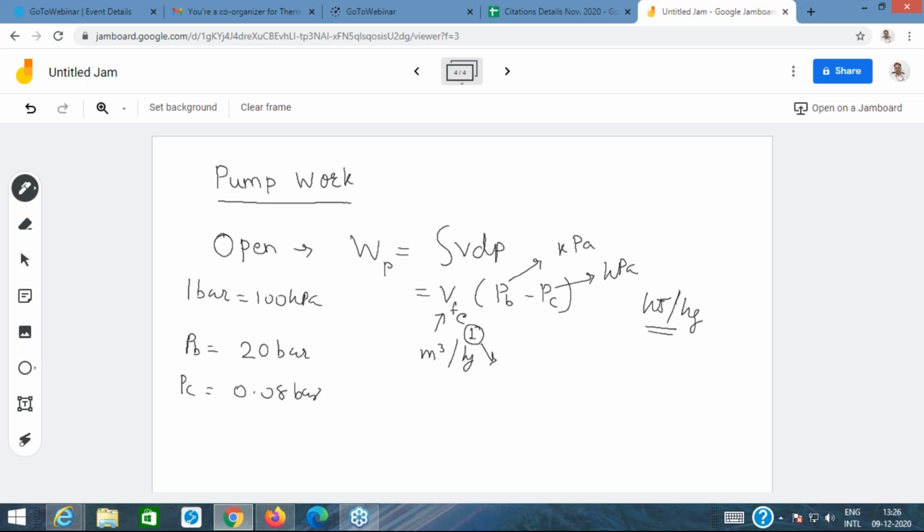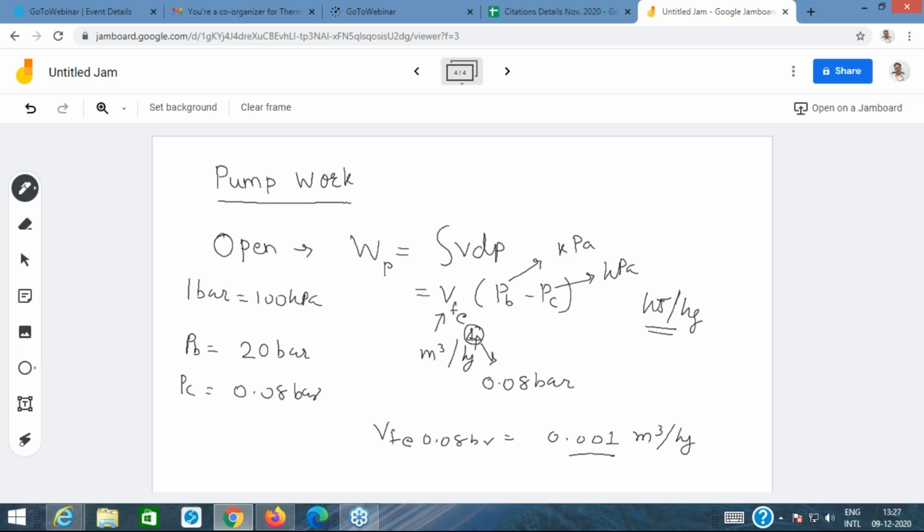And hence I need to find the pressure at state 4. What is the pressure at state 4? The pressure is 0.08 bar. From the steam table, look for the value of Vf, specific volume Vf at 0.08 bar. So Vf at 0.08 bar would be approximately 0.001.